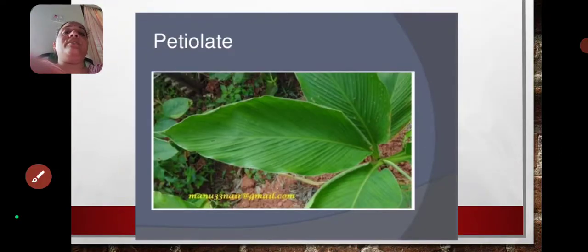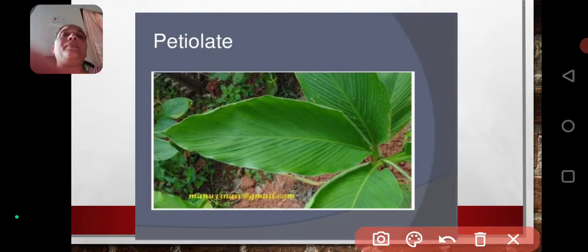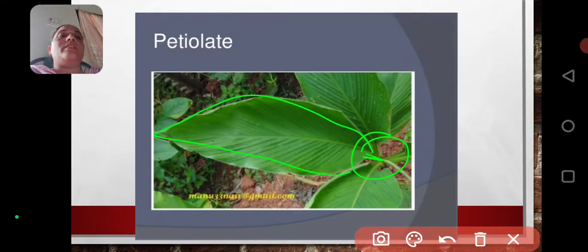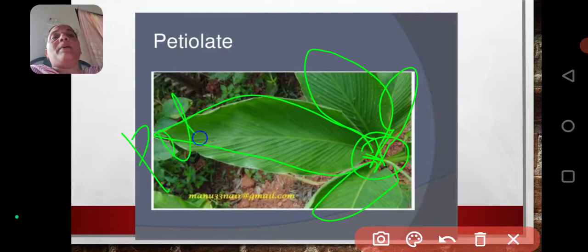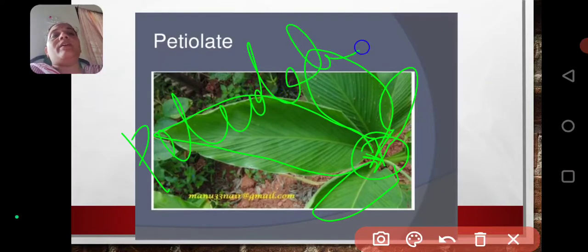Here some petiolate leaves are there. So here are the petioles. This is a petiole and this is a leaf. Petiole, leaf, petiole, leaf, petiole, leaf. So this is called petiolate leaf.